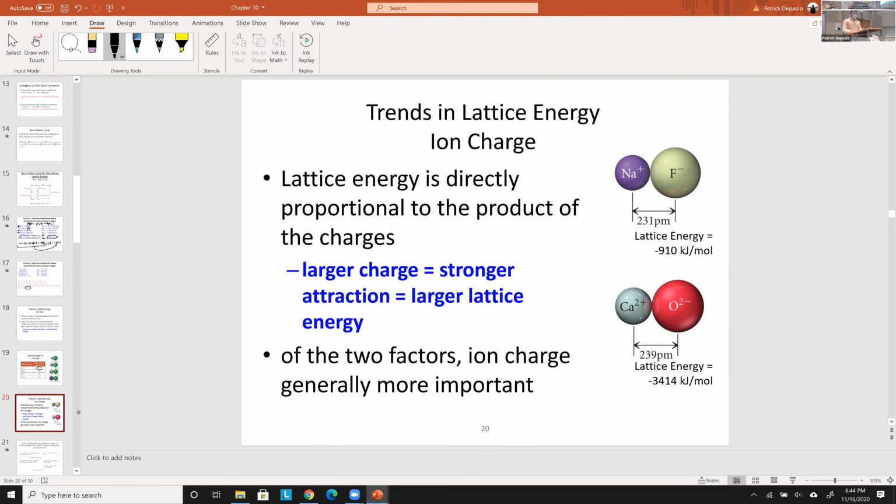charge. So the importance of charge, very important, the most important thing, that the larger charge equals the stronger attraction, which is the largest lattice energy. And you can see that comparing sodium fluoride and calcium oxide, which have about the same distance between each other, off by a few picometers, but their lattice energies are hugely different. In that calcium oxide is more than 3 times the lattice energy, so it releases more than 3 times the energy when those atoms come together to form an ionic bond. So ionic charge is generally more important, like we said.